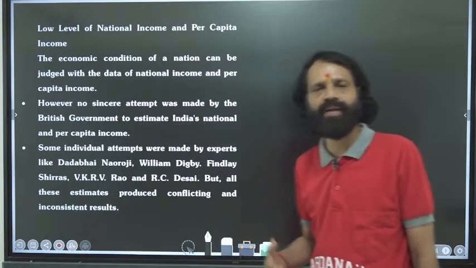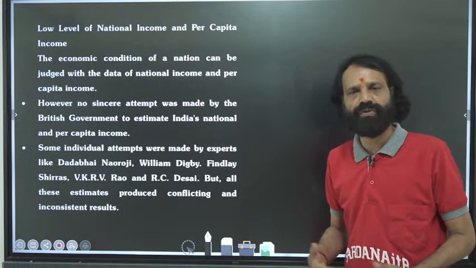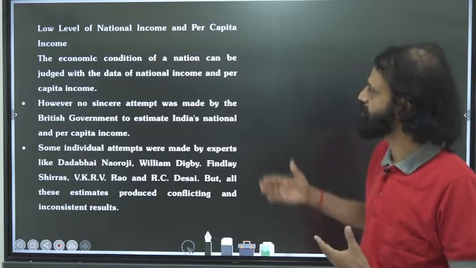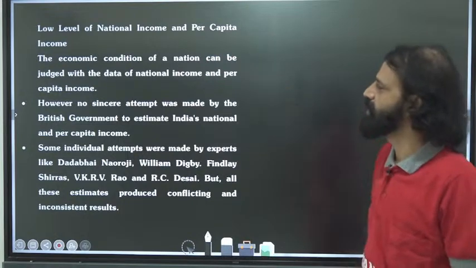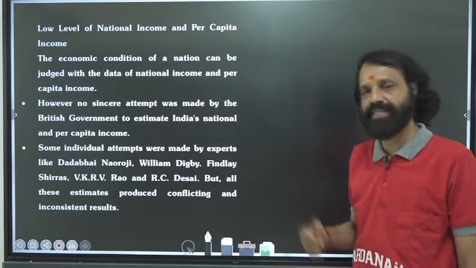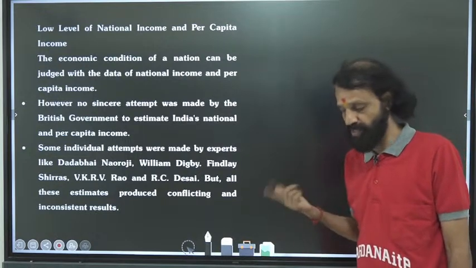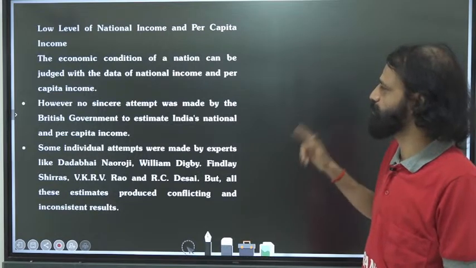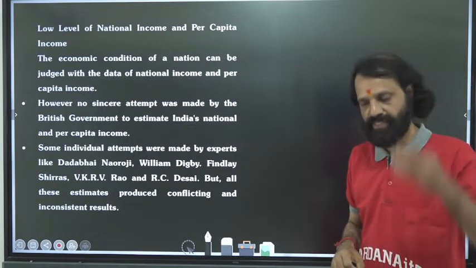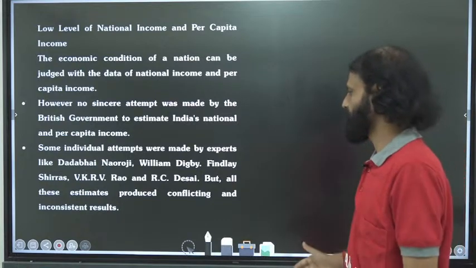They explained that India was not doing well in the field of national income and per capita income. At that time, during the Britishers' rule, India's national income and per capita income were at their lowest level. That you need to remember.